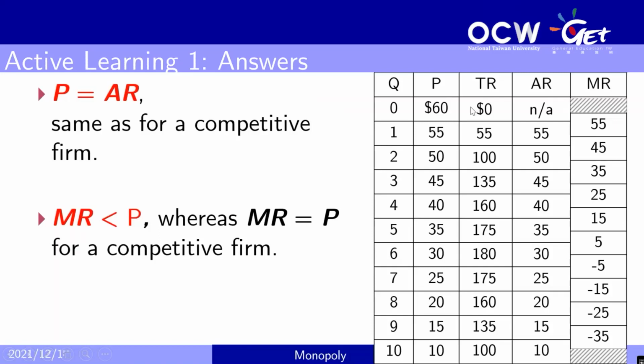Because even though I'm selling one more unit, I'm lowering the price for all existing units, and so there is a trade-off. And so the key thing here is that marginal revenue is smaller than price. This is very different from the competitive firm where price equals marginal revenue as well.